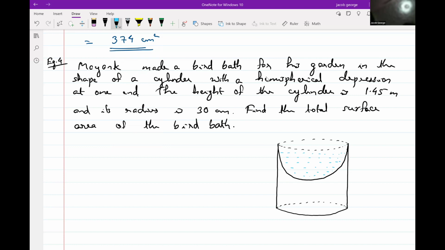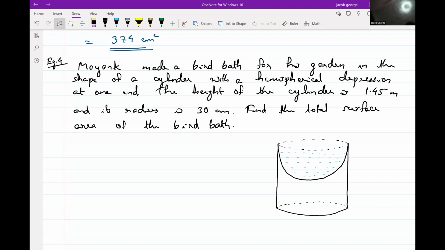So here the area that we can touch is only the CSA of the cylinder plus what will be there? CSA of the hemisphere. That is enough. No need to take the area of the bottom. So for the bird bath, that bottom part will be hollow, but this is closed. That hemispherical part, CSA part will be closed. So CSA of cylinder plus CSA of hemisphere is enough.